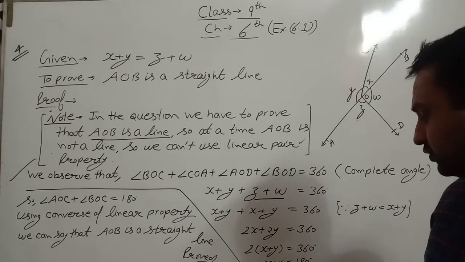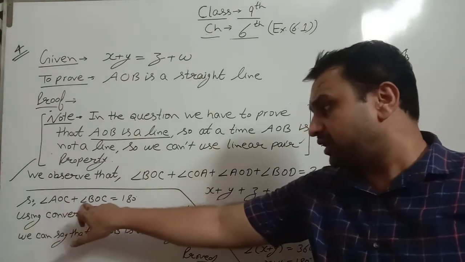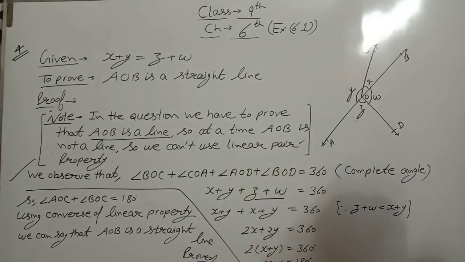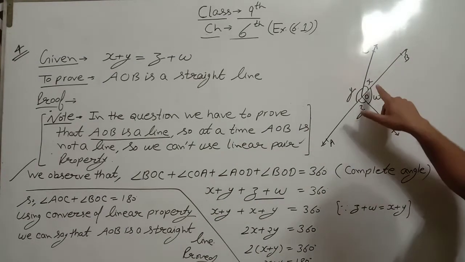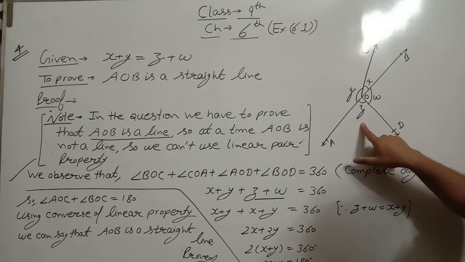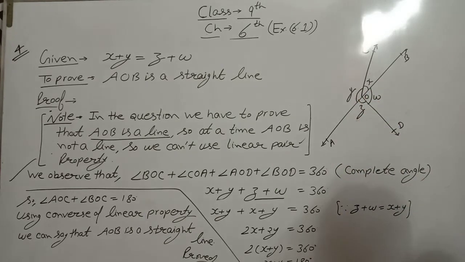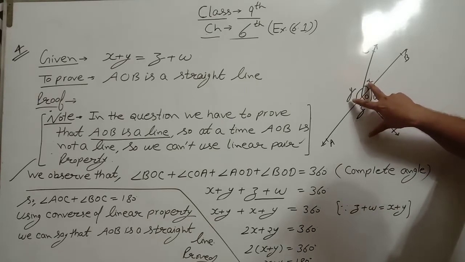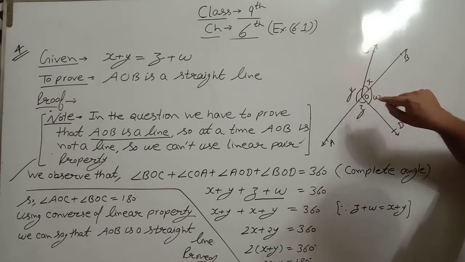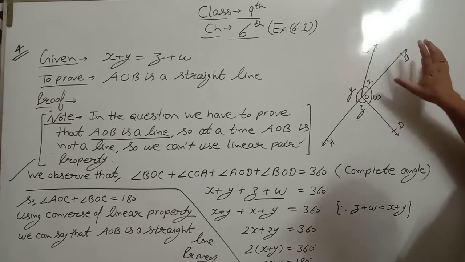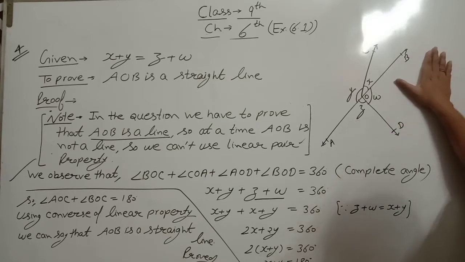x plus y equal to 180 means angle AOC plus angle BOC equal to 180 degrees. So using the converse of the linear pair property, we can say that AOB is a straight line. In the question we do not use AOB as a straight line, but when the sum of these two angles is 180 degrees, we can say that AOB is a straight line.